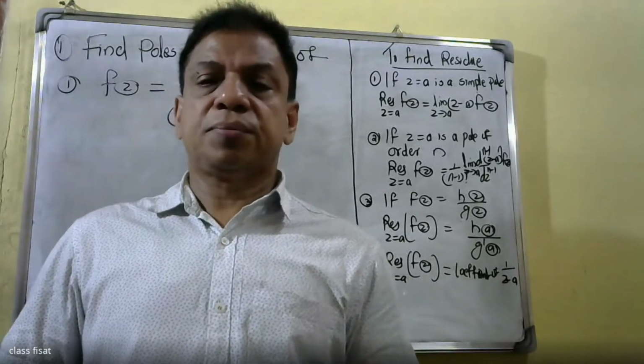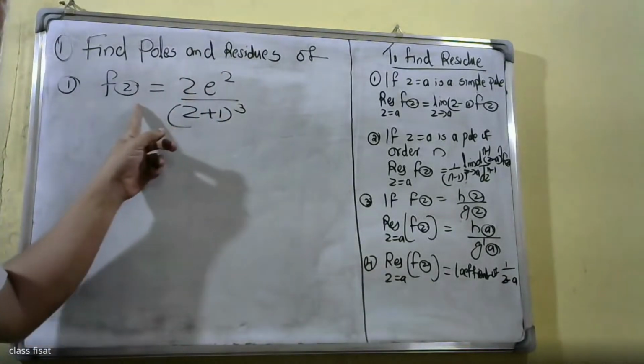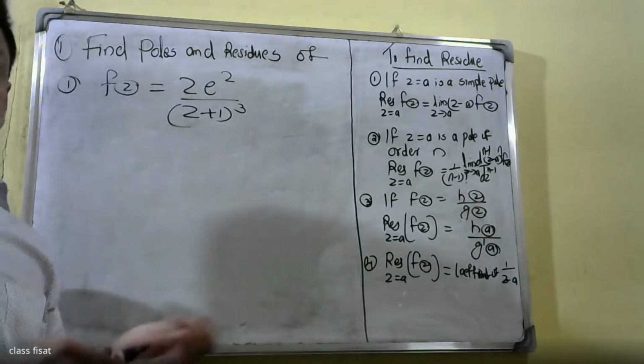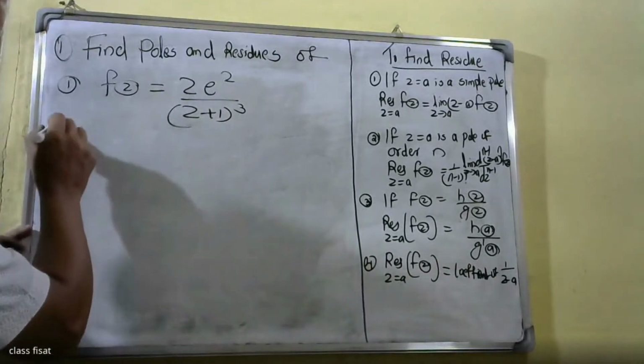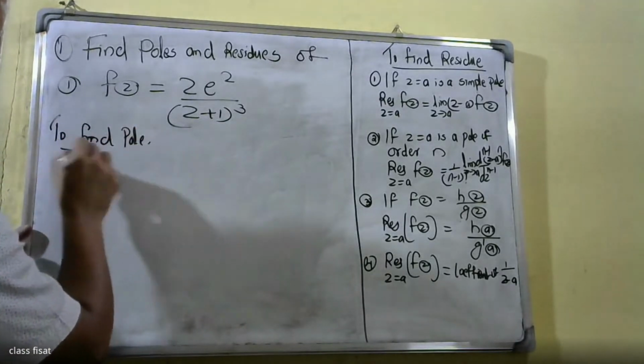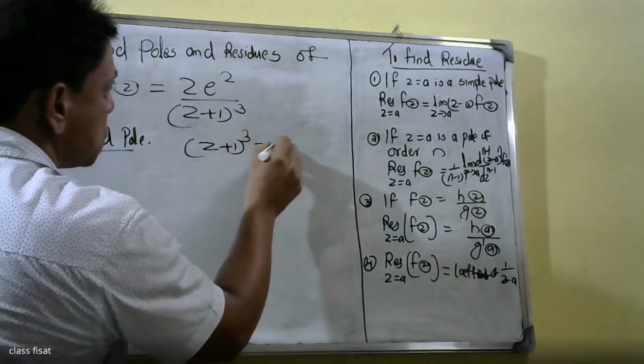Good morning, students. Another problem. Find the poles and residues of f of z equal to z times e raised to z by (z plus 1) whole cubed. To find the poles, we need the denominator equal to 0. So (z plus 1) whole cubed is equal to 0.